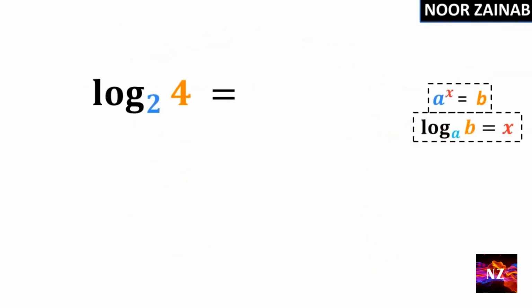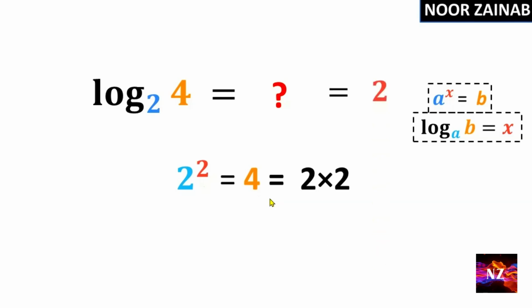Let's suppose we have to find log 4 with base 2. It means how many times should we multiply 2 to get 4. As we know, 2 raised to power 2 equals 4. It means 2 times 2 is 4. So that's why we can say that log 4 equals 2, because if we multiply 2 two times, we get 4.